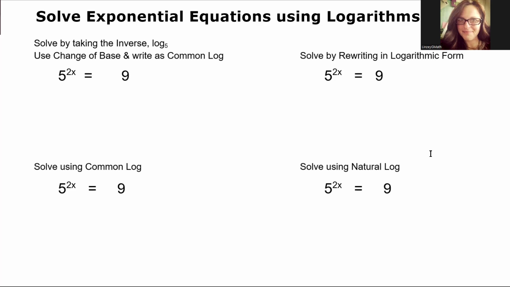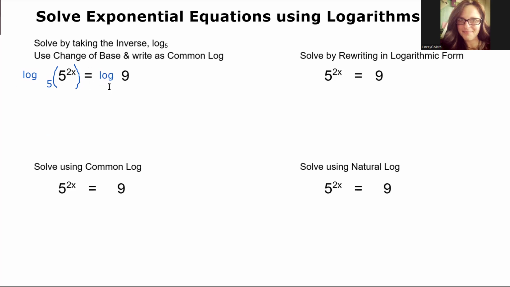Welcome to our session on solving exponential equations using logarithms. I'm going to do the same equation four different ways, starting in the upper left-hand corner. When solving an equation, we are using inverse operations, and the inverse of 5 raised to a power is log base 5. So we can take log base 5 of both sides of our equal sign.